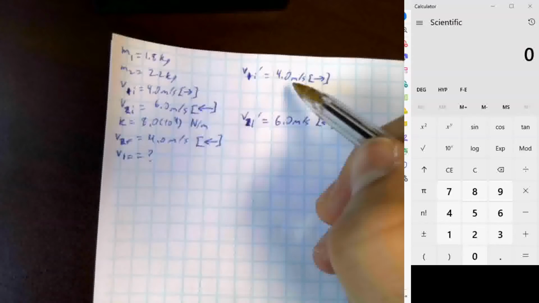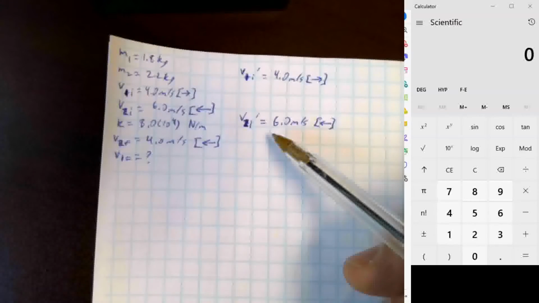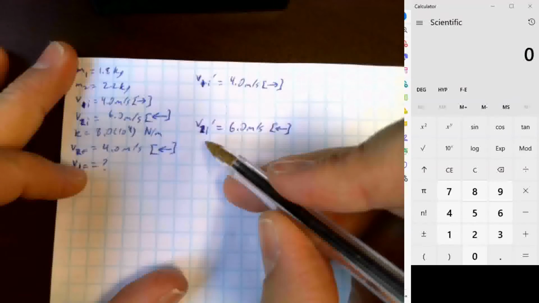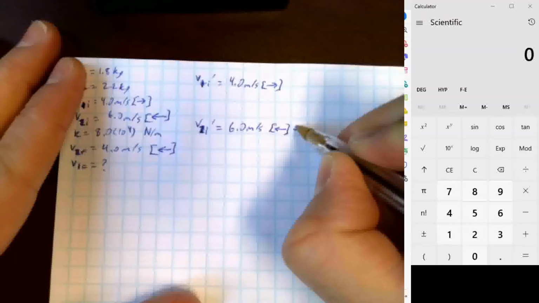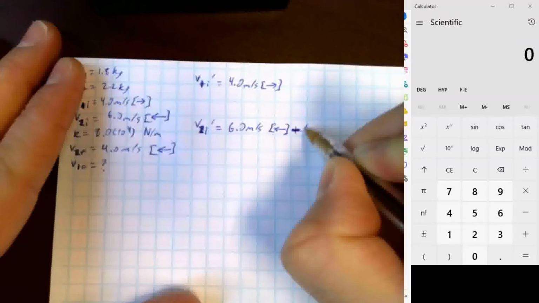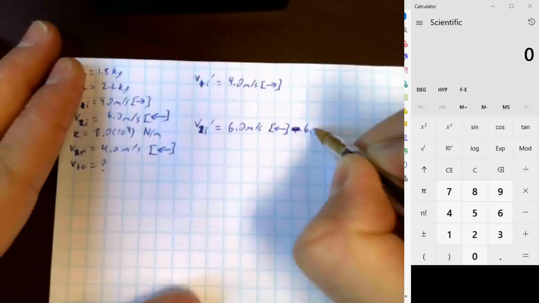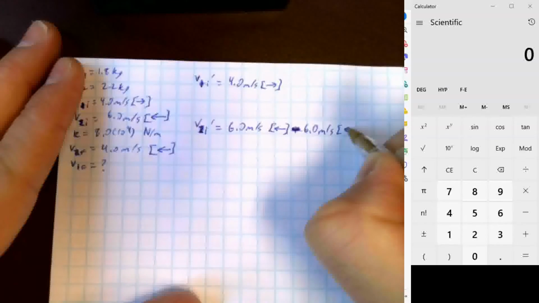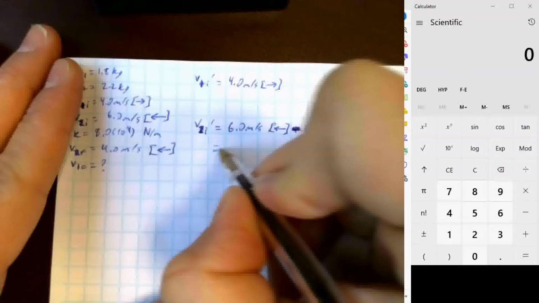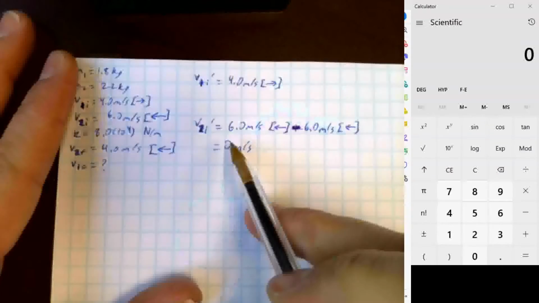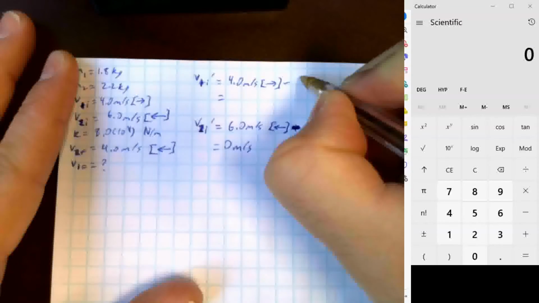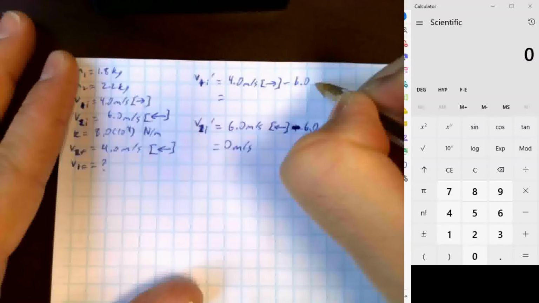Now, in order to do this, because we have a non-stationary object 2, we need to make object 2 stationary. So our V2I prime has to be, we're going to subtract 6.0, this is a subtraction sign, meters per second left from the 6.0 meters per second left of V2. That gets us to 0 meters per second. So now that we have a V2 of 0 meters per second, we can use our equations that are for elastic collisions.